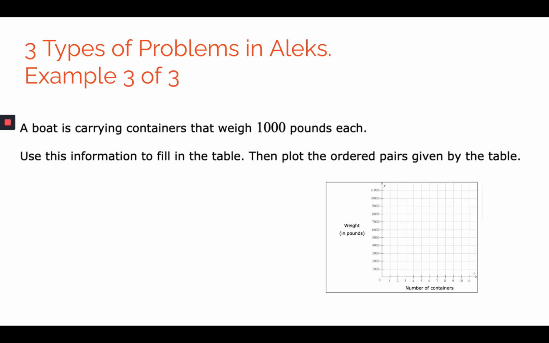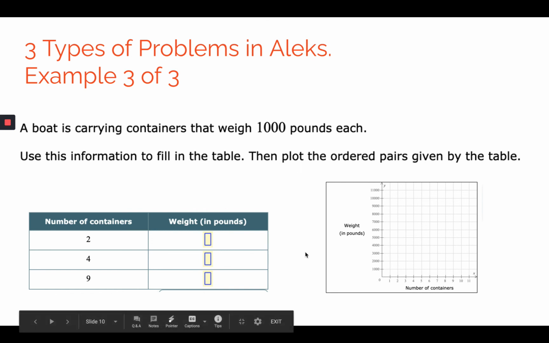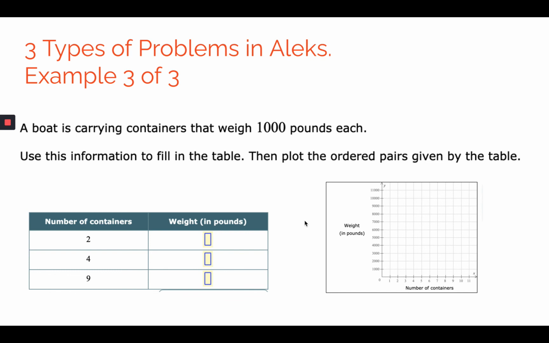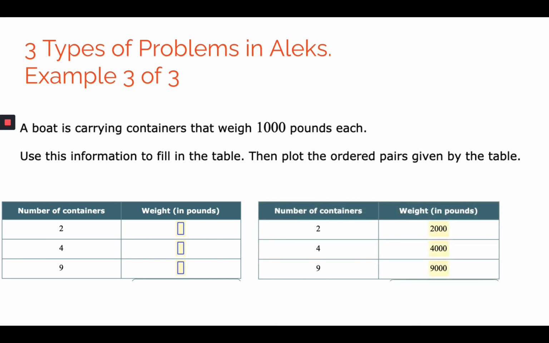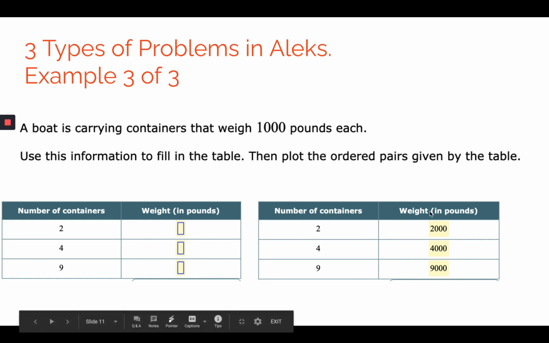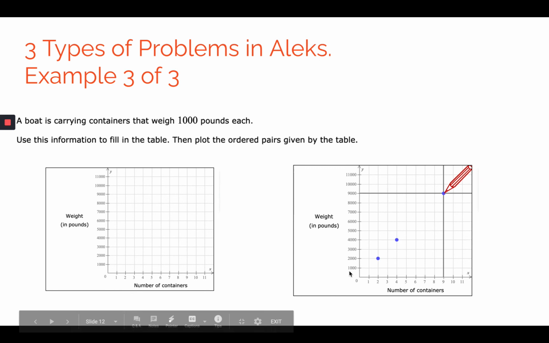And the last type of problem in ALEKS is a boat is carrying containers that weigh 1,000 pounds each. Use this information to fill in the table, then plot the ordered pairs given by the table. So what you'll notice is they give you some information. In this case, each container is 1,000 pounds. And then they want you to fill in the ratio table and then graph it. So if each container is 1,000 pounds, 2 containers would be 2,000 pounds. 4 containers would be 4,000 pounds, and 9 containers would be 9,000 pounds. So part 1 is you fill out the chart, and then part 2, you got to graph that. So 2 containers, 2,000 pounds. 4 containers, that's the x, 4,000 pounds for the y, and 9 containers, you'd go over 9 for the x, and up 9,000 for the y.